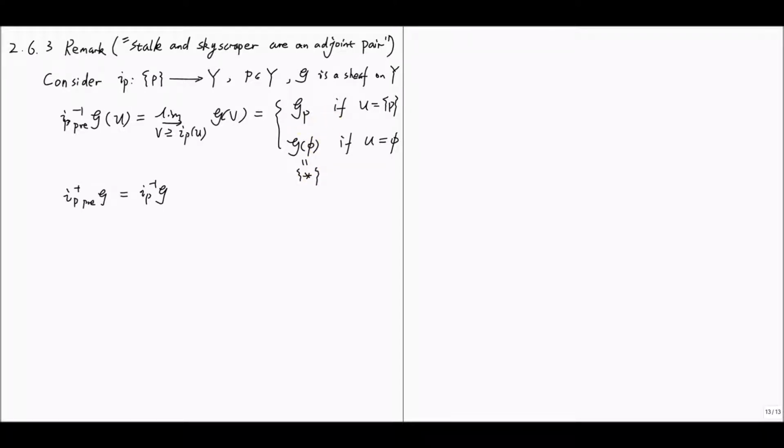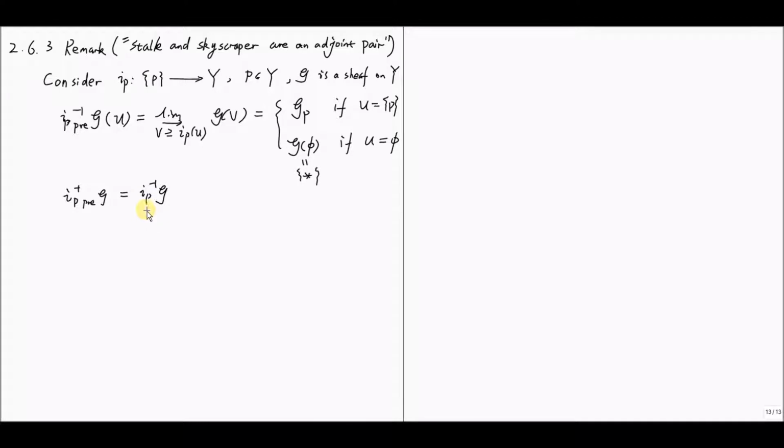From here, you can immediately see that this S sub P pre-inverse of G is already a sheaf. So it is automatically equal to its sheafification. Therefore, for this special embedding, we can identify the inverse image of a sheaf on Y under this embedding with the stalk of this sheaf at this point.